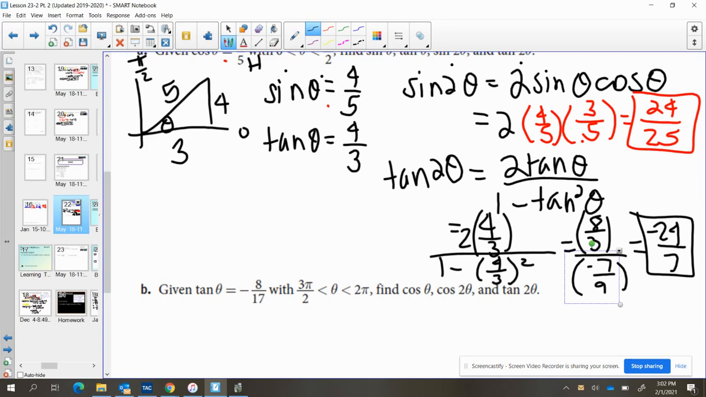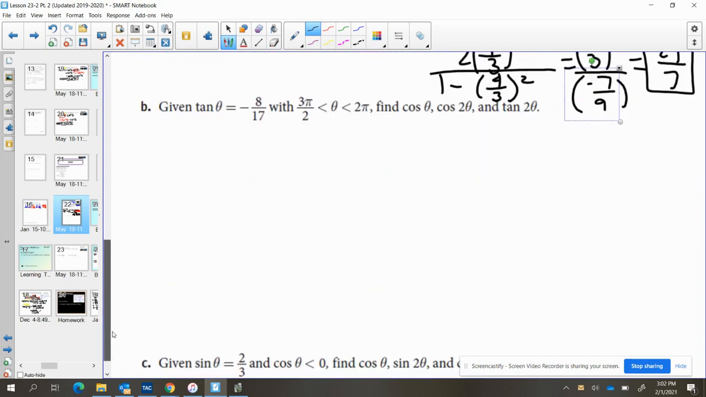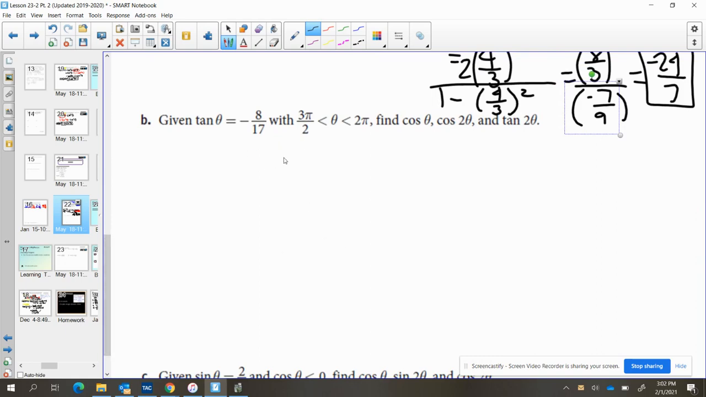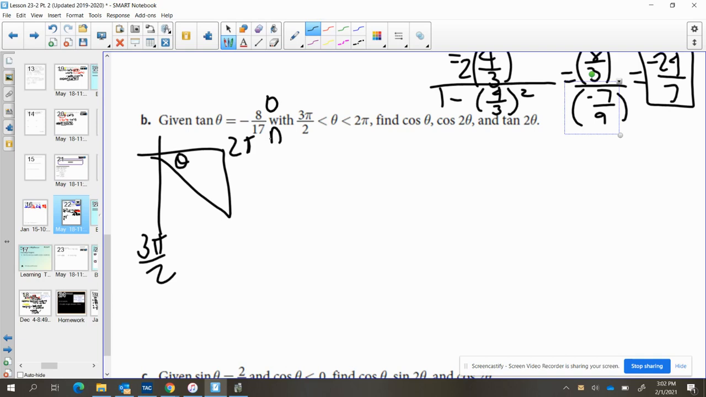Now, sometimes we're going to deal with some that are not quite so pretty, like part B, where we have some radical values involved. So notice here, they're telling us that this is in quadrant 4, right? We have 3 pi over 2 to 2 pi. So we know that theta this time is in quadrant 4. And they're telling us the tangent, our opposite over our adjacent, is 8 over 17, with 8 needing to be the negated value since it's in quadrant 4, we went down. So a couple of things here. We want cosine of theta, cosine of 2 theta, and tangent of 2 theta.